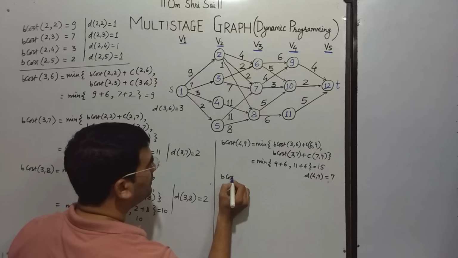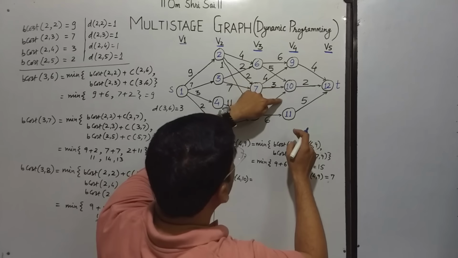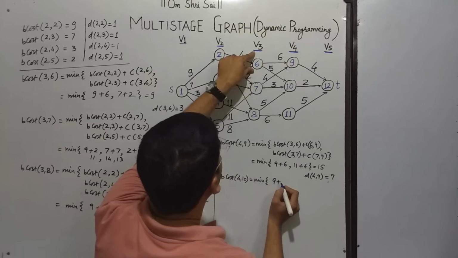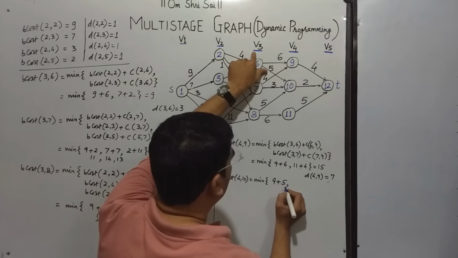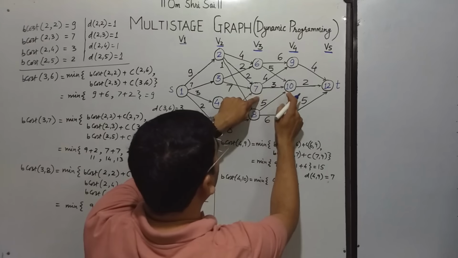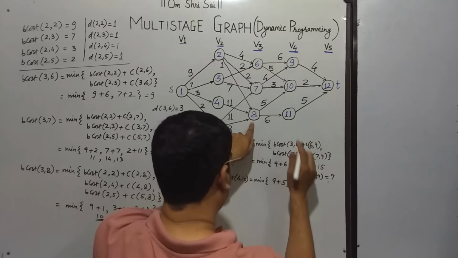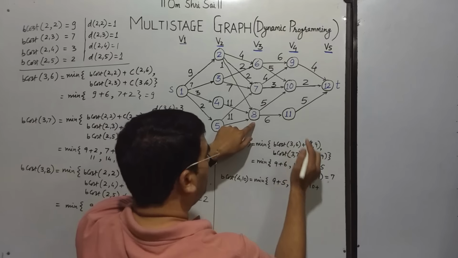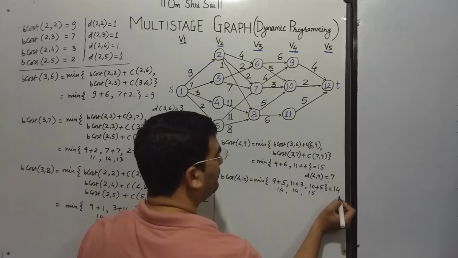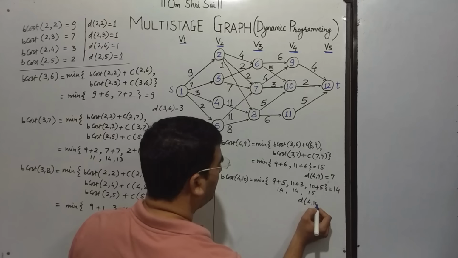D cost of 4, 10 is equal to, 3 comparisons will be there. Minimum of cost of 3, 6, that is 9, plus 6 to 10, 5, comma. Cost of 3, 7, that is 11, plus 7 to 10 distance, that is 3, comma. Cost of 3, 8 is, the minimum value is 10. 8 to 10, how much do we have to travel? 5. So what is the minimum value? So this value will be 14. And this is due to D of 4, 10.